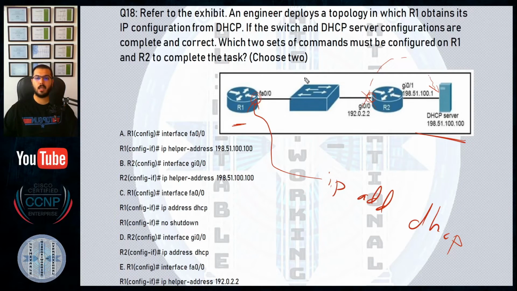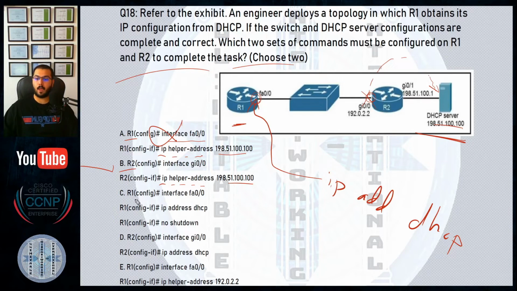So how will we accomplish that? Choose two commands. A, interface FastEthernet 0/0 on R1, ip helper-address, which is DHCP relay, correct, for this application, for this IP address. This is enabling a relay on R1. No, the relay should be here. You are wrong. R2, which is this one, should enable the relay. B, ip helper-address on GigabitEthernet 0/0 to 100.